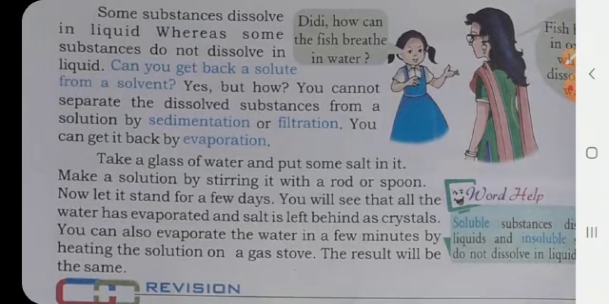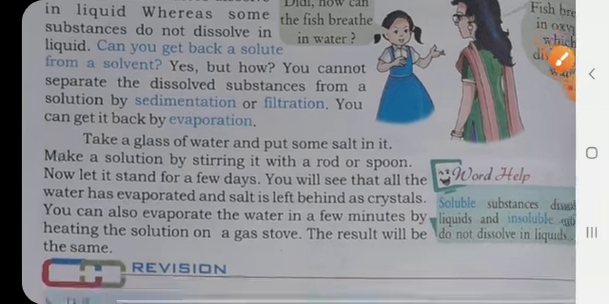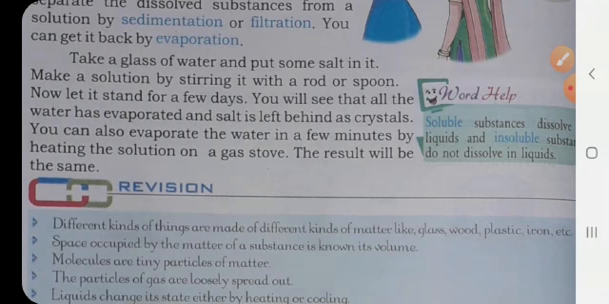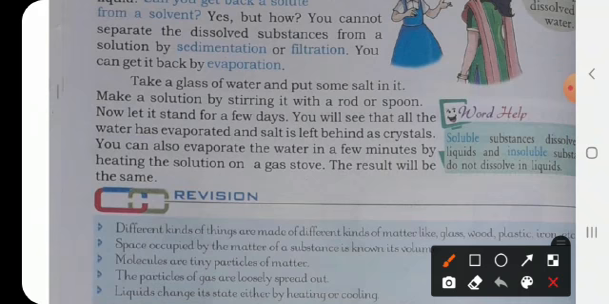Now what happens when solute can't dissolve in solvent? Then it can be separated through the process of sedimentation and filtration, and then finally by evaporation. So here's a small experiment done. If you read it, you can do it and you will find the solution to your questions. Now let's see what is soluble and insoluble. Soluble substances dissolve in liquids, and insoluble substances do not dissolve in liquids.